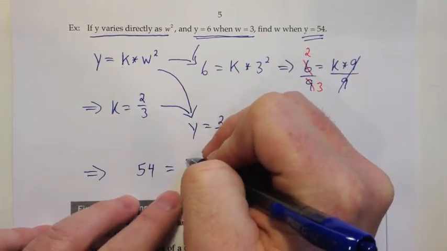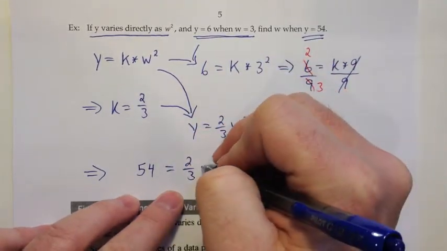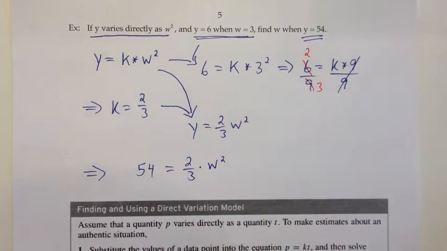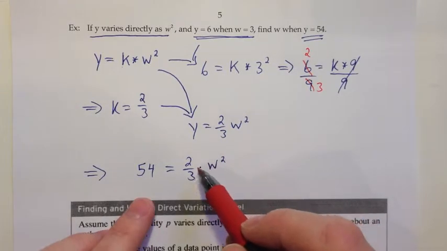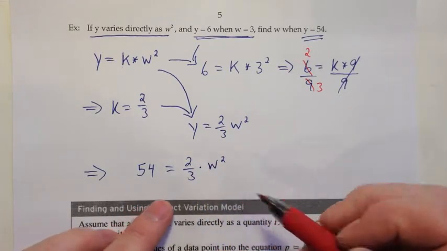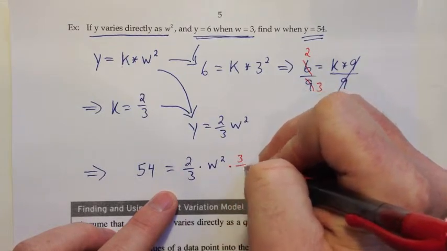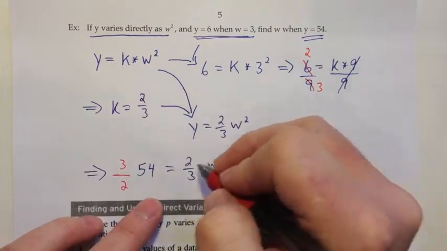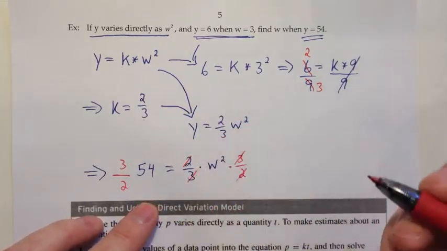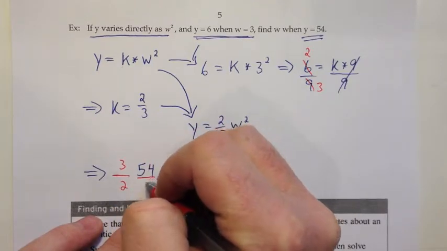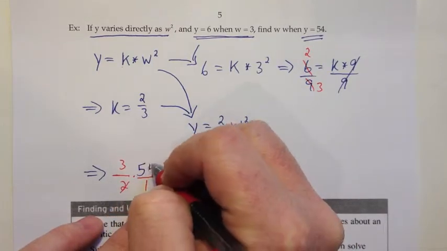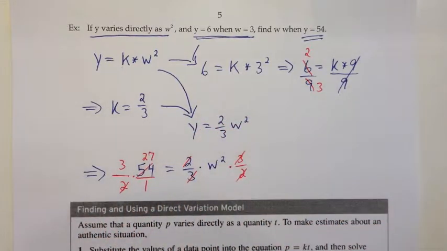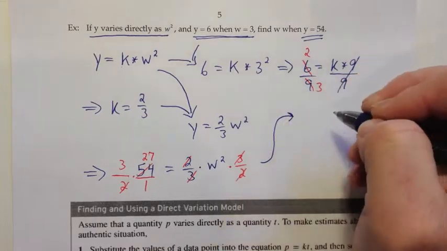So 54 equals 2/3 times w squared. And it's been a while since we've done this, but if we have an equation where to get the variable by itself you just need to get rid of a fraction multiplier, then you can multiply both sides by the reciprocal of that fraction. And the 2's would cancel and the 3's would cancel, and we'd have w squared by itself. And then over this side we could make that 54 over 1, and 2 goes into 54 27 times, and 3 times 27 is 81.